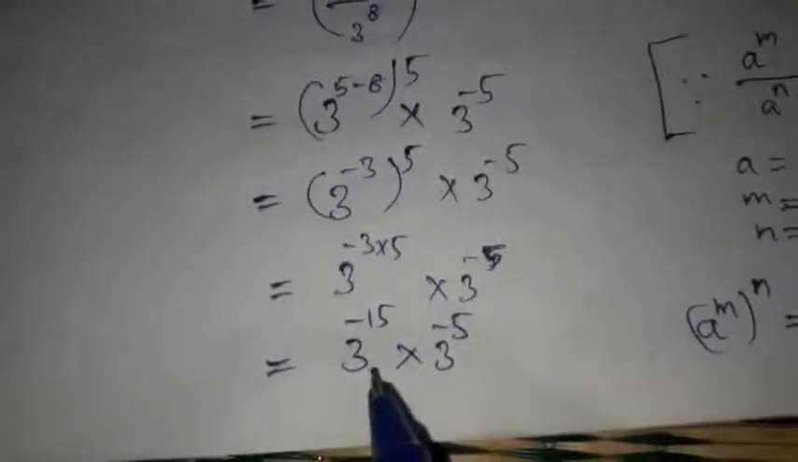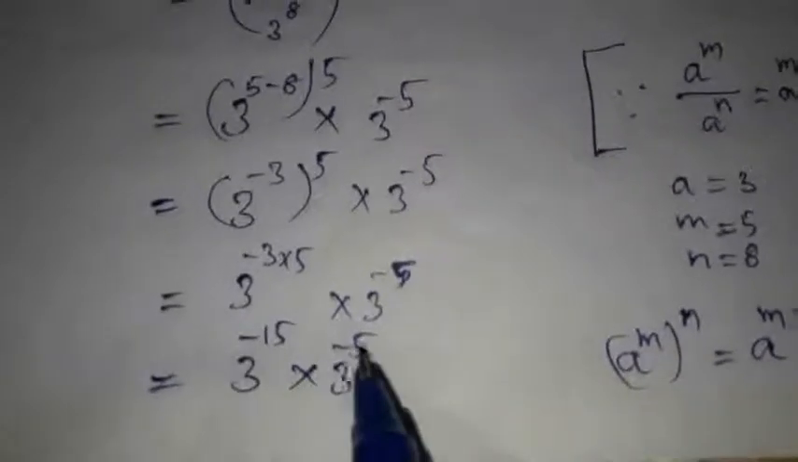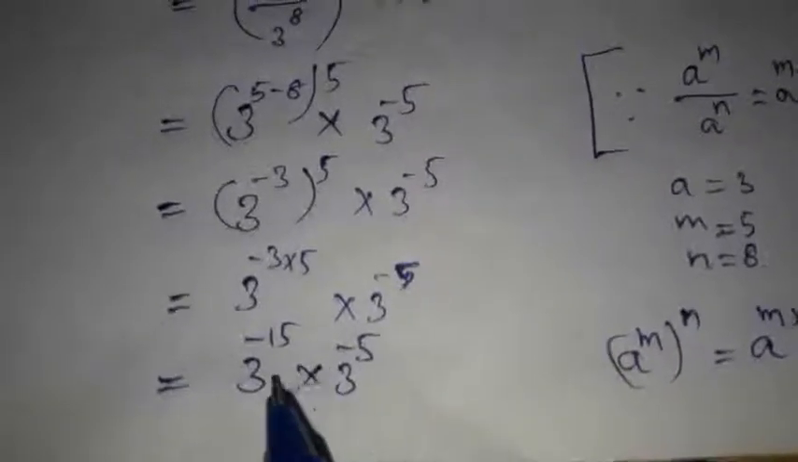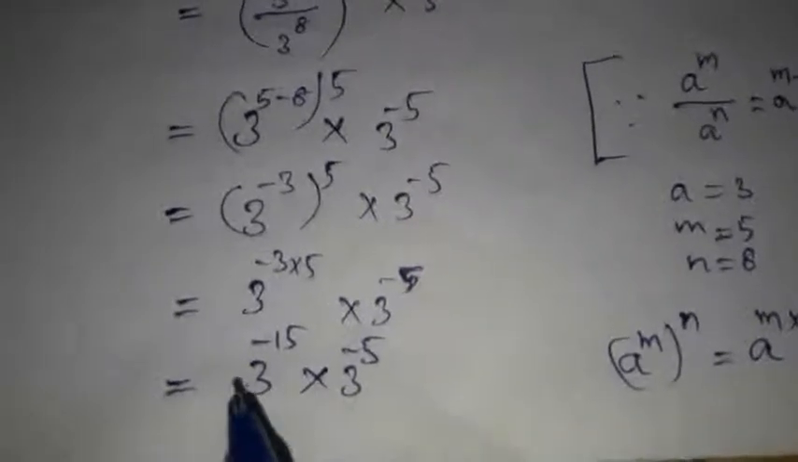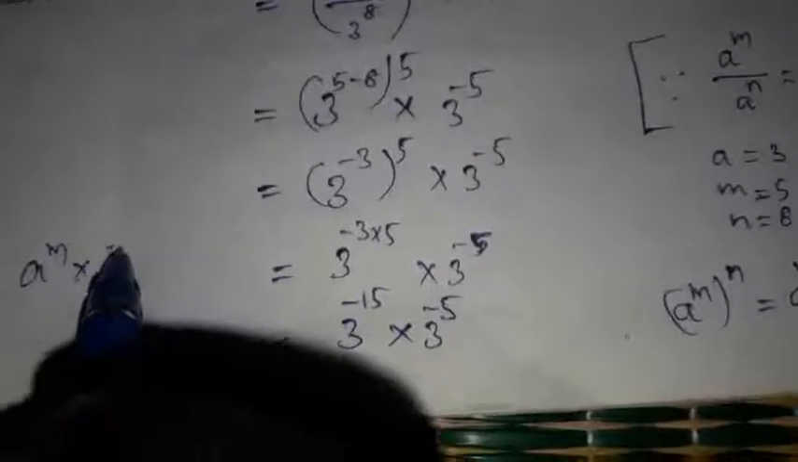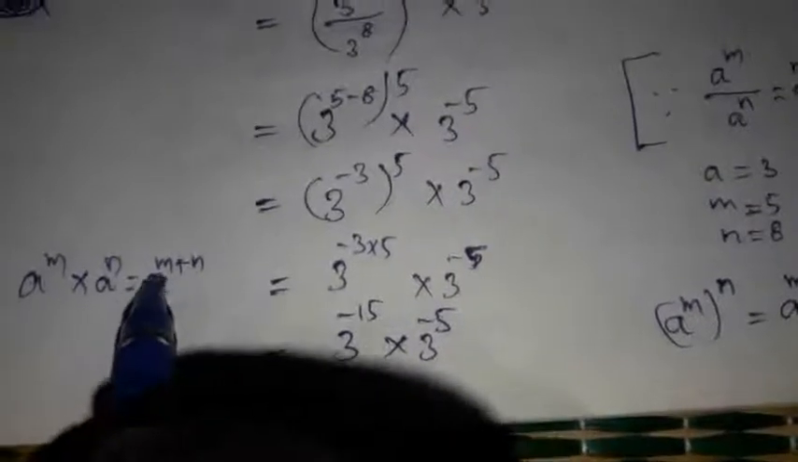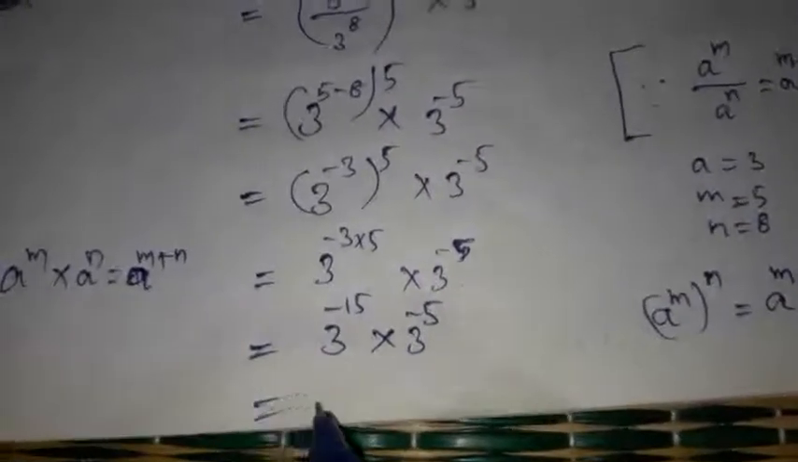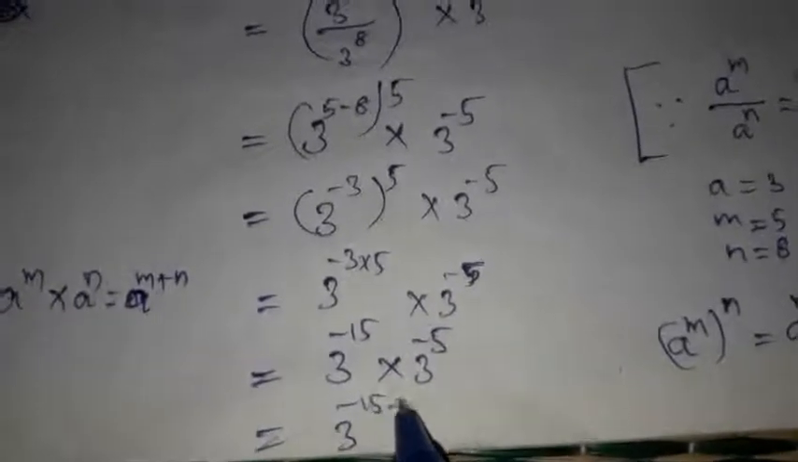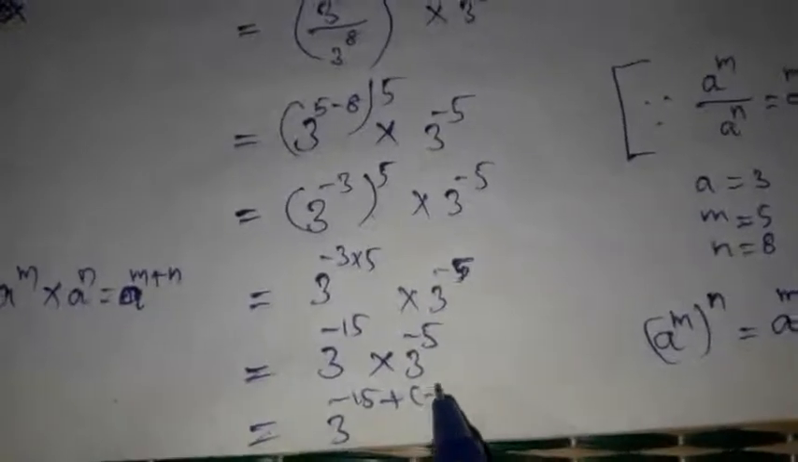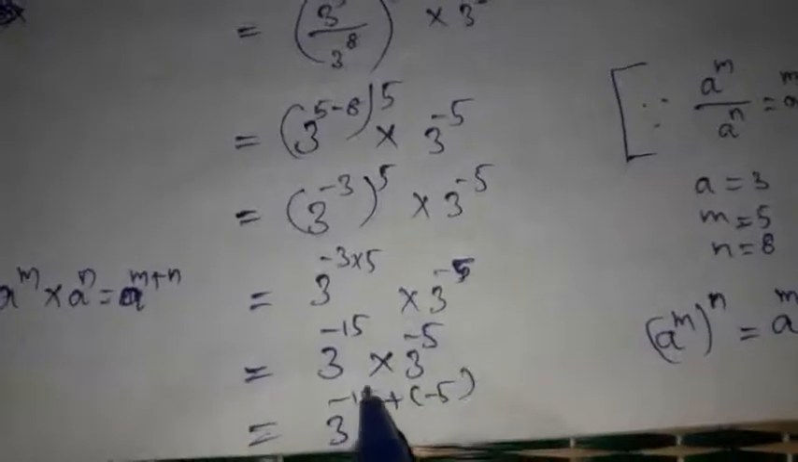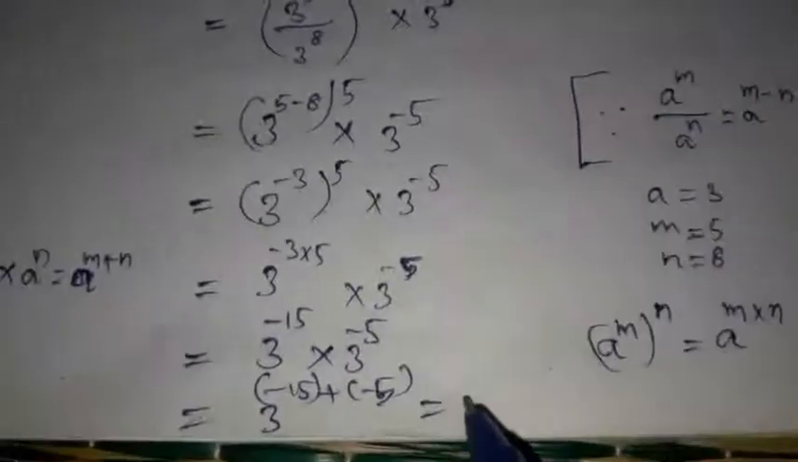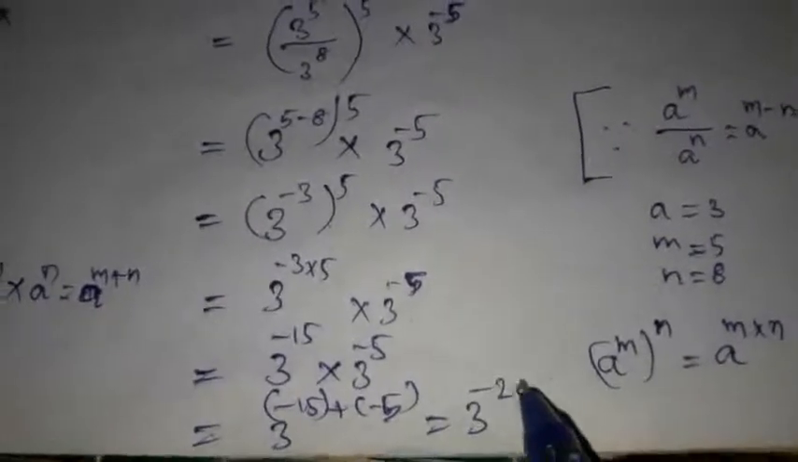Look at here. The bases are equal, the powers are not equal. In this case, we are going to use the multiplication law, that means the product law here. That is a power m into a power n equals a power m plus n. So it is the product law we are going to use here. 3 power minus 5 plus minus 15 plus minus 5. It can be written as 3 power minus 20. We got 3 power minus 20.